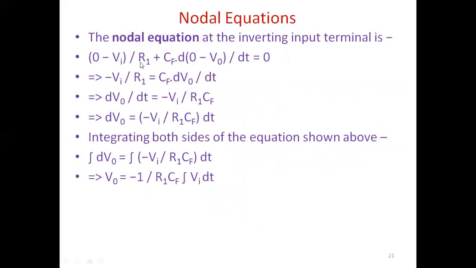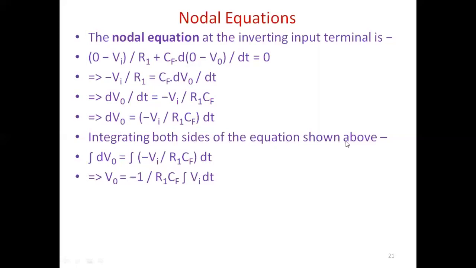(0 minus Vi) divided by R1 plus Cf into d(0 minus V0) by dt equal to 0. So minus Vi by R1 equal to Cf into dV0 by dt. So dV0 by dt equal to minus Vi by R1 Cf. Here we are using the difference in the two voltages 0 and V0 with respect to the capacitor. Finally, we are getting an equation dV0 equal to minus Vi divided by R1 Cf, into dt.